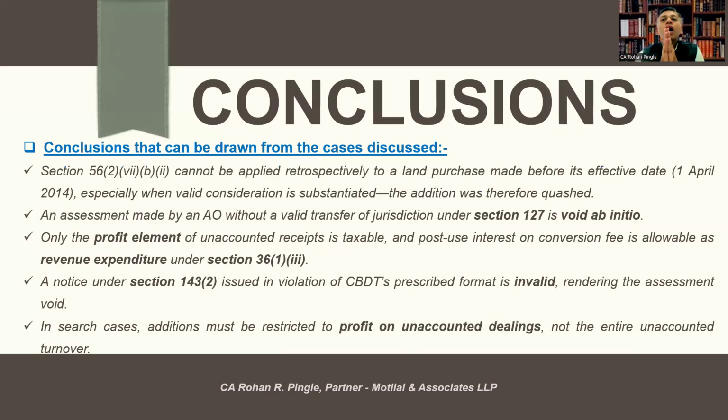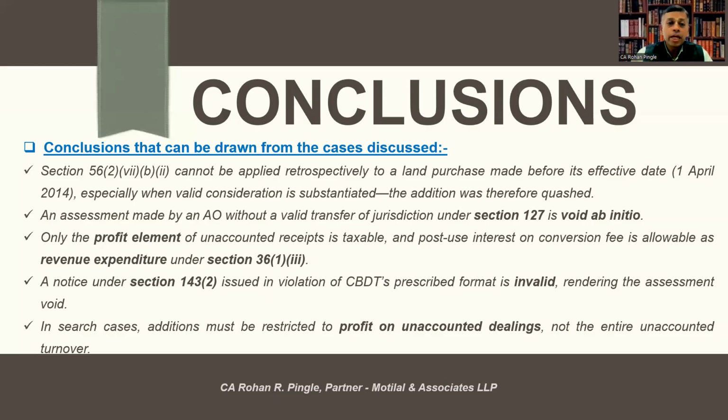And now we are moving to the conclusions that can be drawn from the cases discussed today. So let's see what are the one-liner conclusions. First, Section 56, subsection 2, clause 7, subclause B, Roman 2 cannot be applied retrospectively to a land purchase made before its effective date, that is 1st April 2014, in the 11th case, especially when valid consideration is substantiated. The addition was therefore quashed.